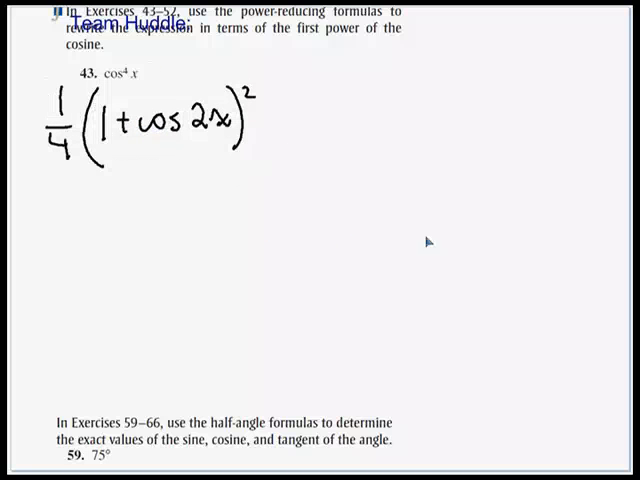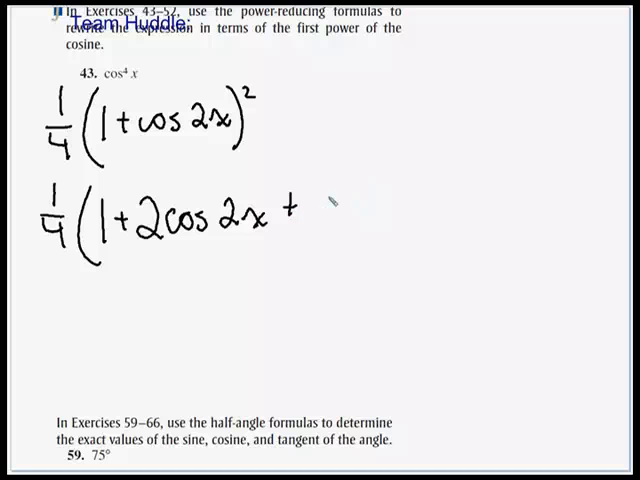Next step is to FOIL out that binomial squared. And we're going to have 1 plus 2 times the cos of 2x plus cos squared of 2x. And then we have to deal with another cos squared. So we're also going to apply that formula again.